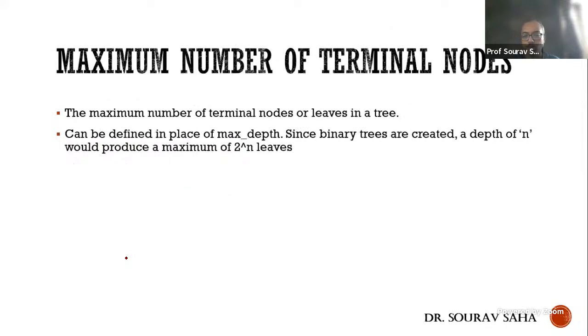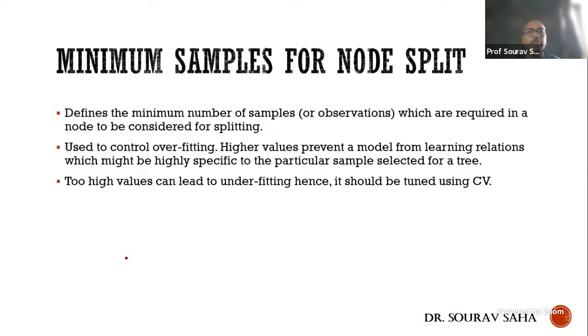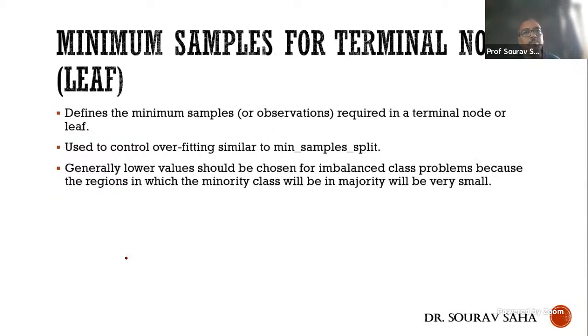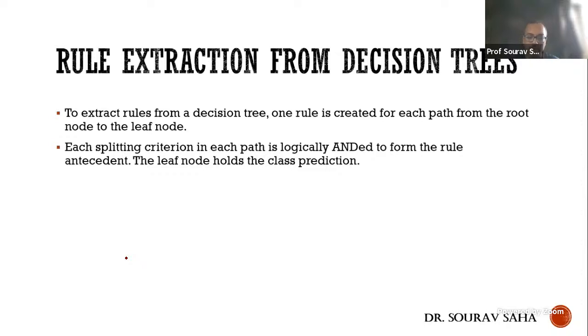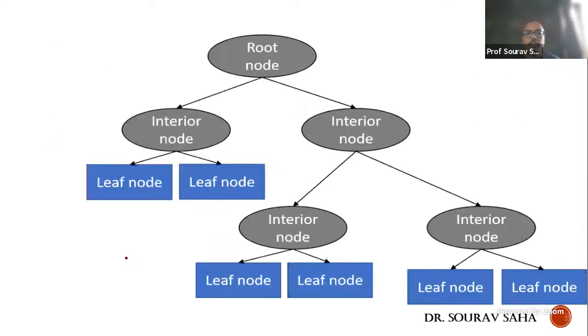Let me quickly say minimum samples for node split. I think I've already discussed this. Minimum samples for terminal nodes, we've also discussed this. Whatever I've discussed is just explained in more detail here. Once you read this, I'm pretty sure you'll be able to understand that part. Rule extraction from the decision tree is also something we discussed in the last class. Whenever you have grown the tree to a particular level, depending on how the tree is built, you put in various AND conditions and you find out how the decision tree works.